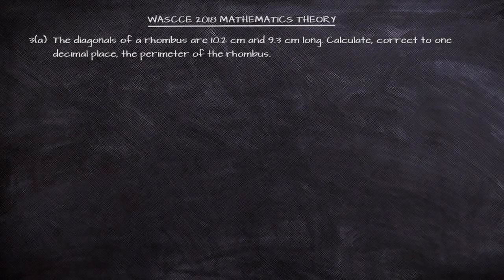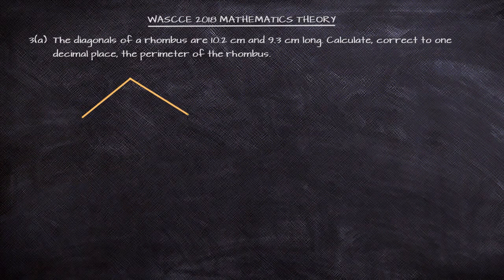Another question here. We are told that the diagonals of a rhombus are 10.2 centimeters and 9.3 centimeters long. So we have to find the perimeter of the rhombus. Understanding the properties of a rhombus will help us solve this question. The key property is that the diagonals of a rhombus intersect at the middle at right angles, and at the point of intersection they are divided into two.